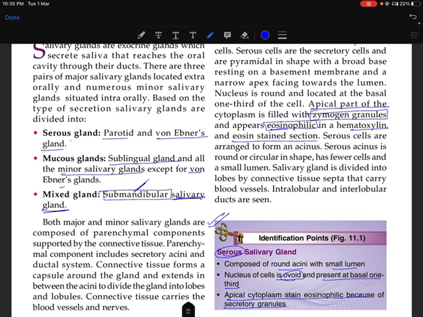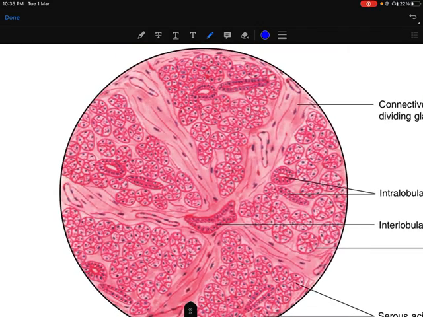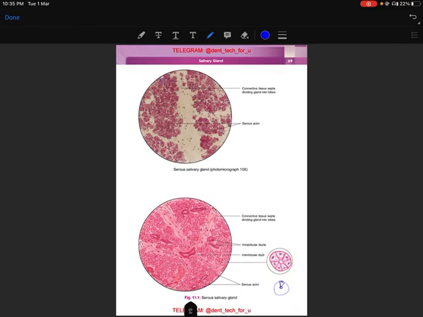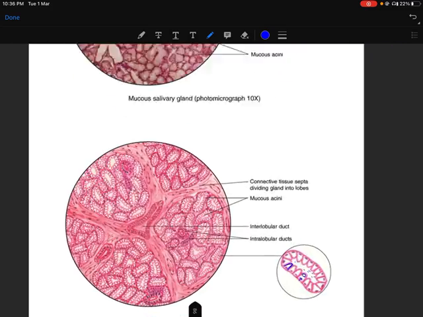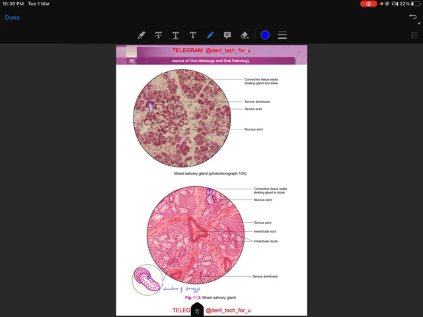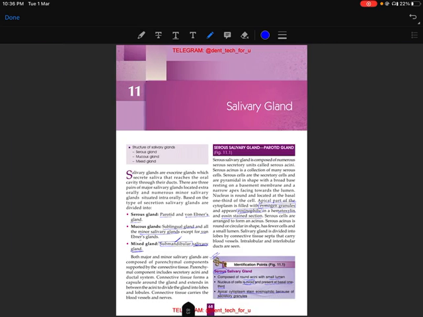Also, there's one more kind of cell, which is myoepithelial cells, which help in the release of the salivary fluid from the cells. That's it. We're done.